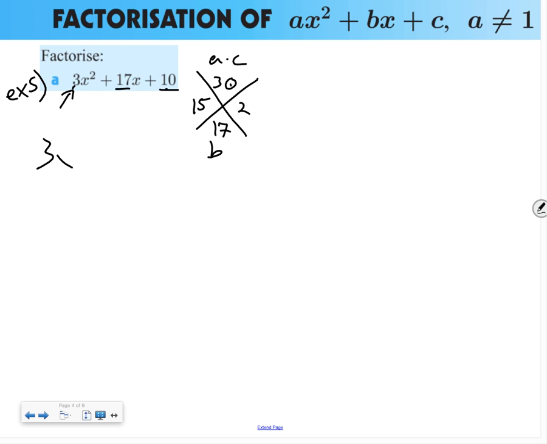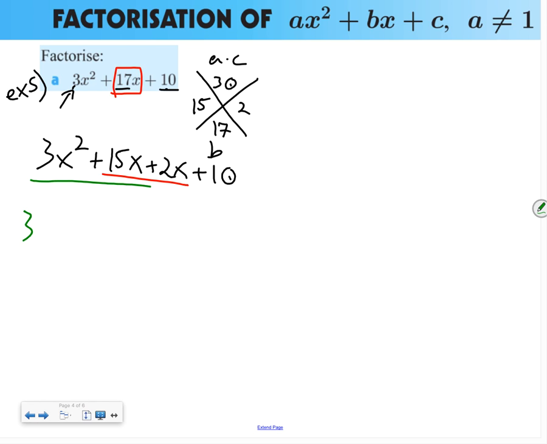So same process as before. 3x squared plus 15x plus 2x plus 10. So notice these two values are the same as that. So I'm not changing what these are equaling, I'm just rewriting them conveniently so now I can factor them. So again, first two terms, what do they have in common? I can get a 3 and an x factored out of that. What's left over? An x plus 5.